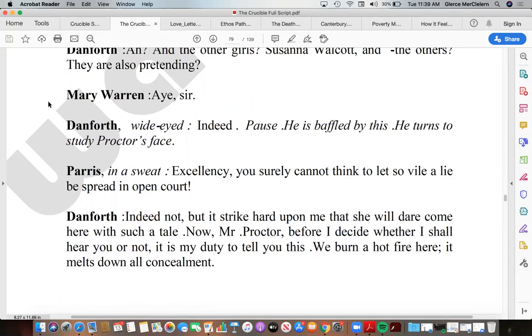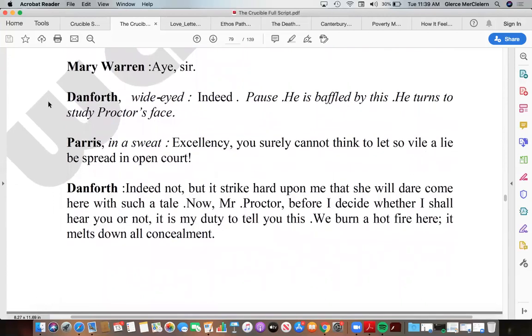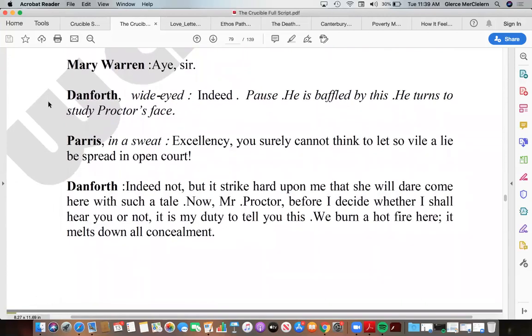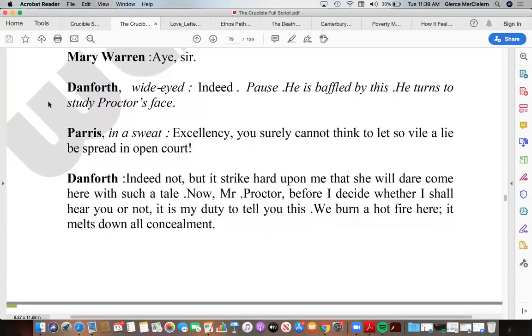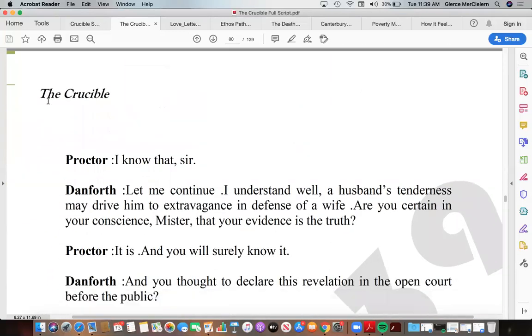Excellency, you surely cannot think to let so vile a lie be spread in open court. Indeed not, but it strikes hard upon me that she will dare come here with such a tale. Now, Mr. Proctor, before I decide whether I shall hear you or not, it is my duty to tell you this. We burn a hot fire here and it melts down all concealment. I know that, sir.